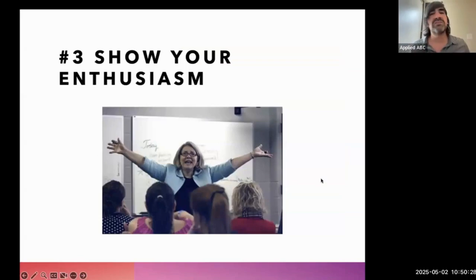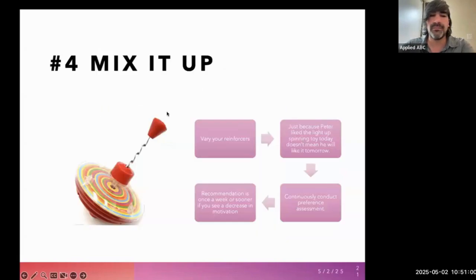Show your enthusiasm. This one's just a picture of this lady showing her enthusiasm, but that's the thing. We do know that using a higher pitch and using more enthusiasm and having a smile and giving that kind of energy is absolutely more effective than just, oh, good job. Way to go. Hey, great job, you finished that whole puzzle is absolutely more powerful to a kid. So it's not just good practice or being nice. It really works.